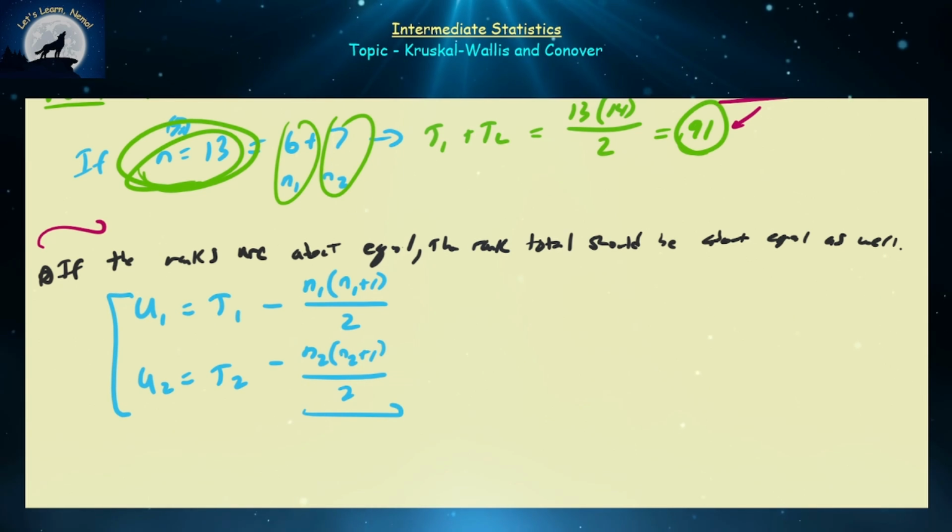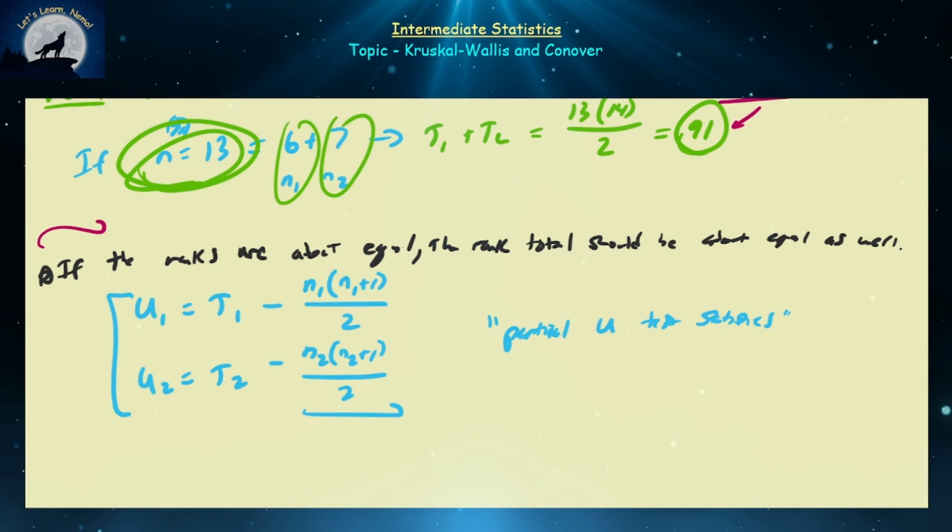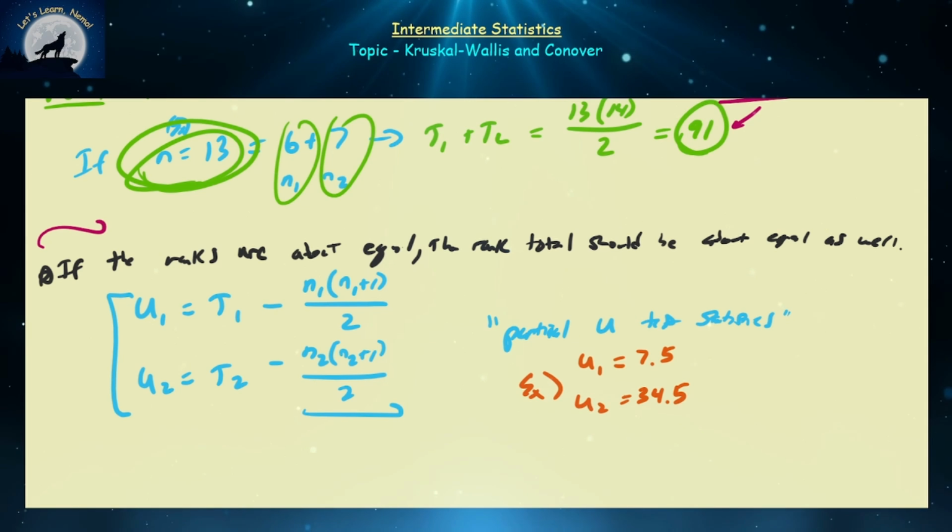So we have these U test statistics, sometimes referred to as partial U test statistics, right? For our example, if you're still following these calculations, you're going to find that U1 is equal to 7.5 and U2 is equal to 34.5. And we still see that the second sample has a test statistic that is significantly large, right? Now we need to figure out how large is large and how small is small when it comes to these values of U1 and U2.